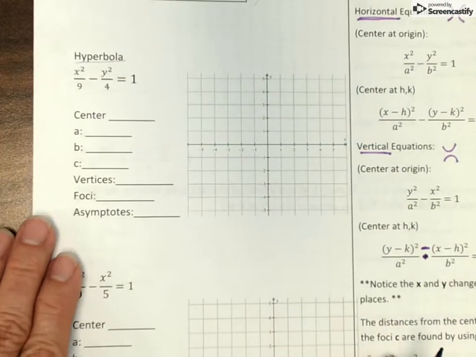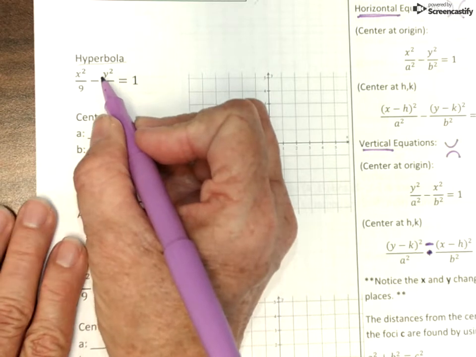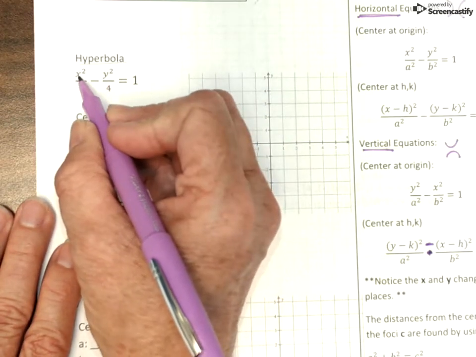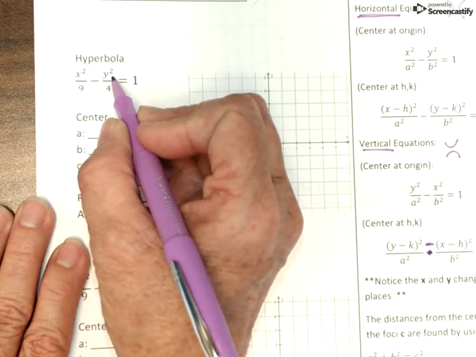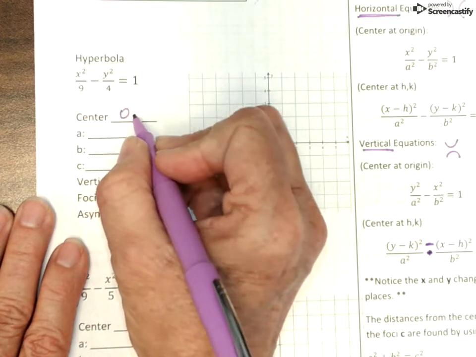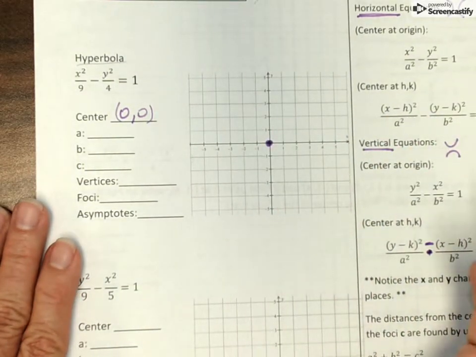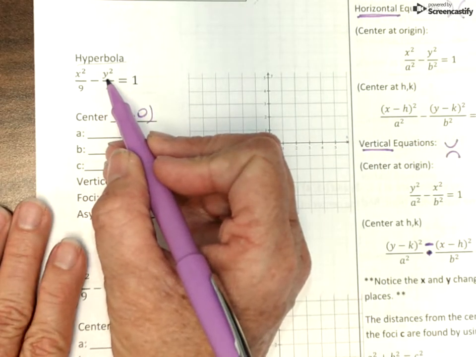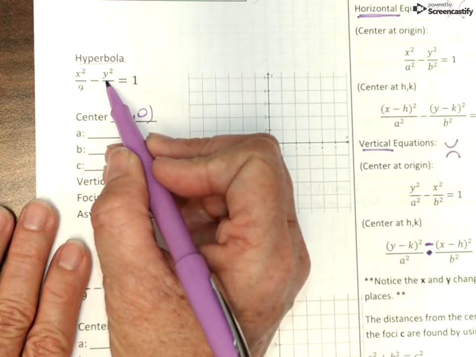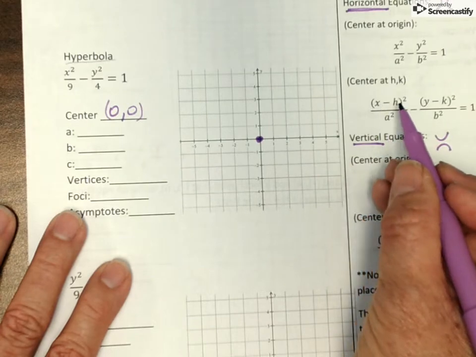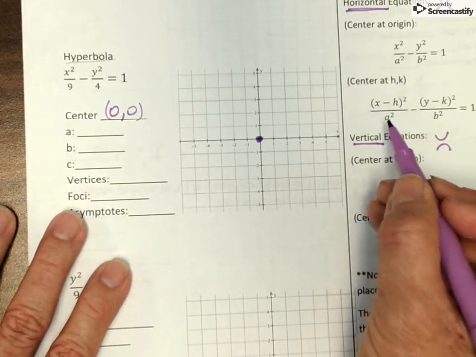So let's take a look at this one. We've got x squared over 9 minus y squared over 4. So this is really x minus 0 squared and y minus 0 squared. So my center is at 0, 0. So let's go ahead and plot that. And the fact that the y is getting subtracted tells me that this is going to be a horizontal equation, right? Because the x is squared and it's positive.